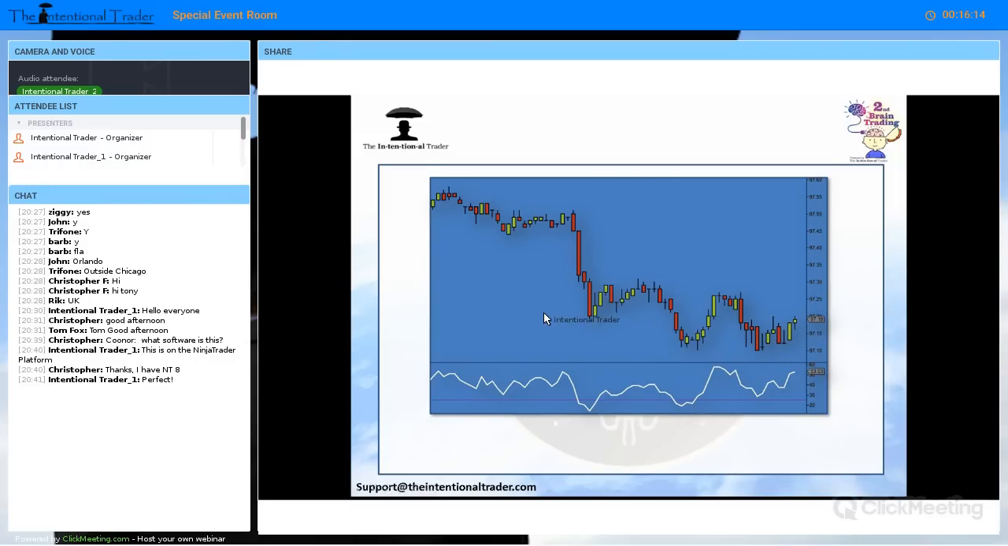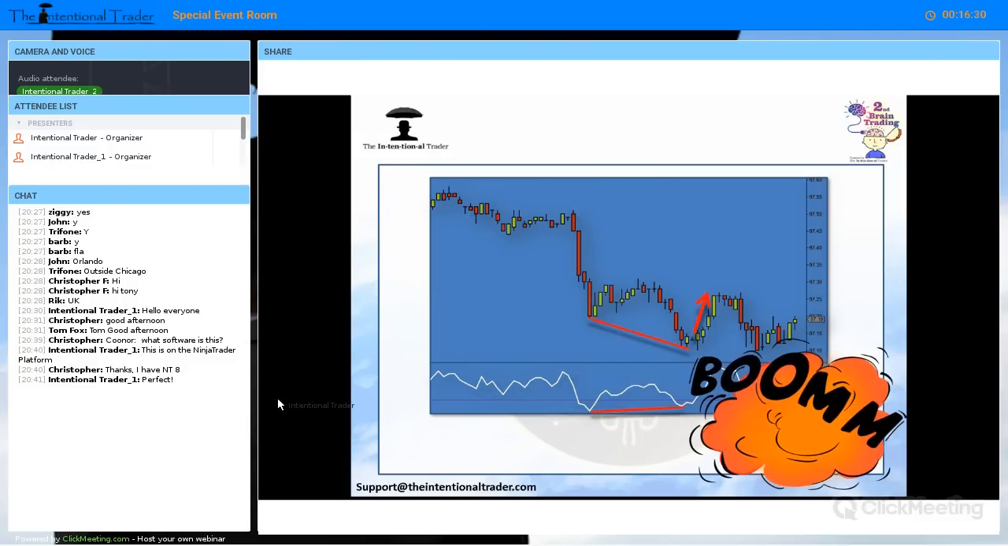Okay, it's easy to miss, but let's take a look at this. So we can look here and we can say, okay, yep, no divergence. We're setting lower lows on both of them. We're setting lower highs on both of them. Whoa, boom, right there. See how easy that would be to miss?